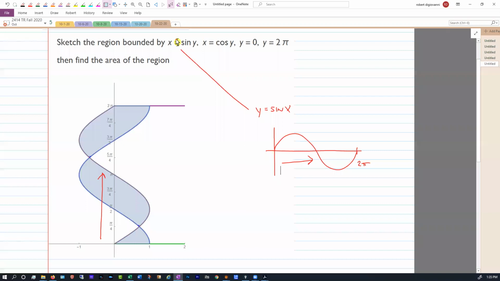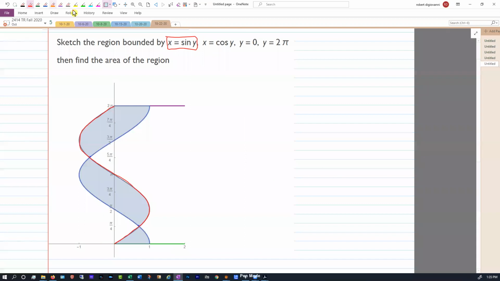The unit circle. Okay. And then let's say the blue one, of course, would then have to be this one. That's your cosine function. So it starts out at 1, and as you plug in positive values, it starts to go down, then back up, right? So Y equals 0, where's that? That's the x-axis, right? And Y equals 2 pi is this one up here.